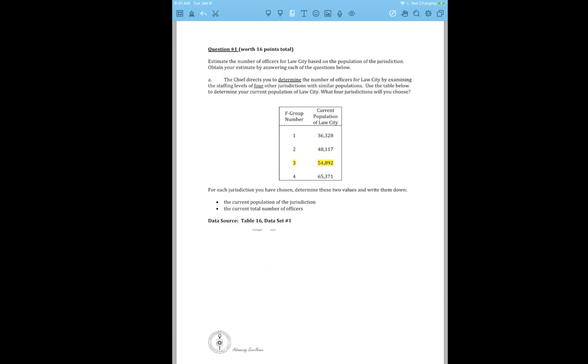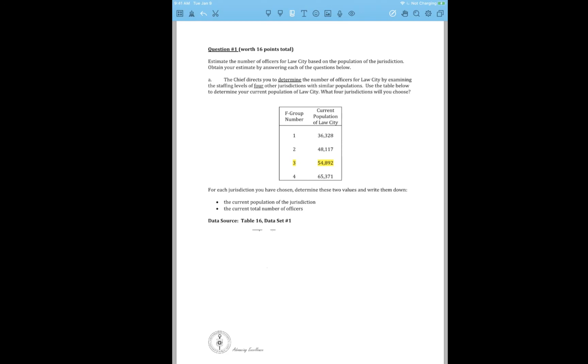Find 4 comparison cities, their population and the number of officers, and ideally you want to have a population base where there's 2 cities that have populations above yours and 2 cities with populations below yours. You can also try to go by the number of officers, but since you don't know how many officers you need, it's best to get a difference in population since you do know the population.